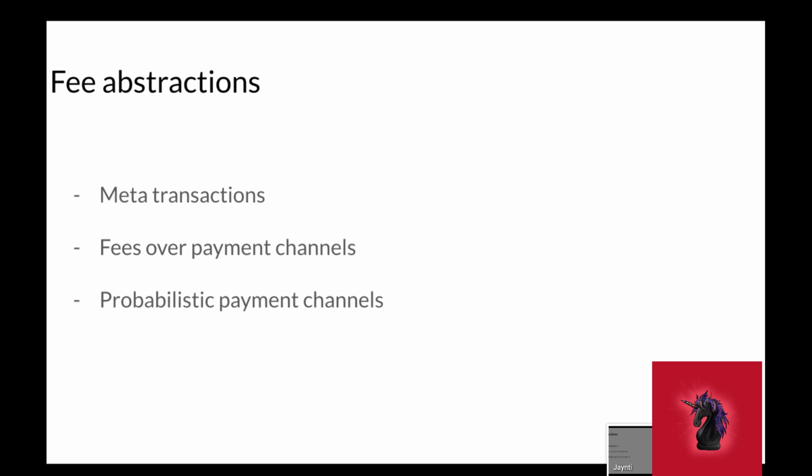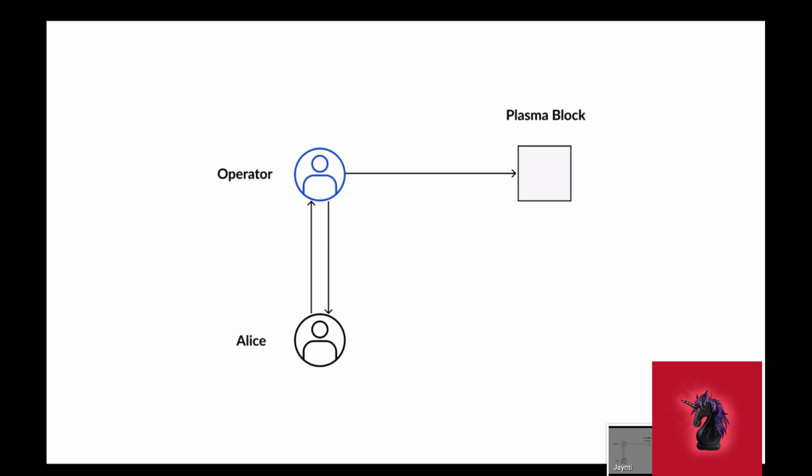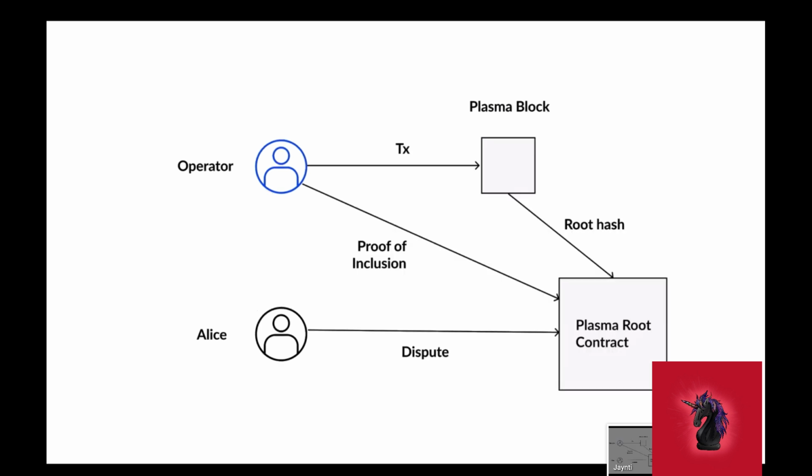So it's simple: Alice is making a Plasma transaction, so she can communicate with the operator with the signature of the transaction. And if something goes bad, Alice can go to the Plasma root contract and start a dispute, and the operator just says, hey, I actually provided your transaction in this block. This is the proof of inclusion. And both sides can resolve the dispute on the main chain without any problem.